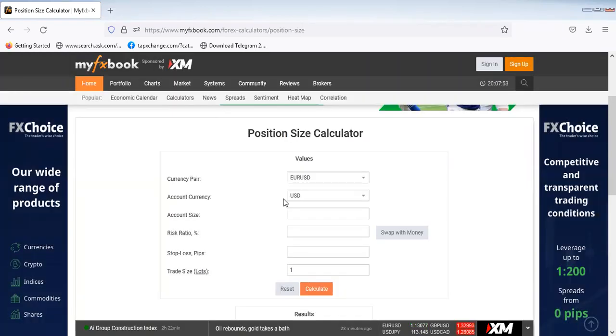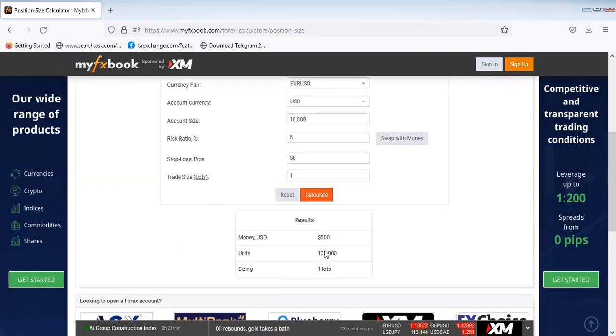So what you do here is, let's say I want to trade Euro USD. What currency are you dealing with? USD. Let's say the account size is $10,000. What's the percentage you are risking? Let's say you are risking 5%. If you risk 5%, then let's say the pips you are putting for that is 50. Once that is done, if I click on calculate, I'll see something like $500.